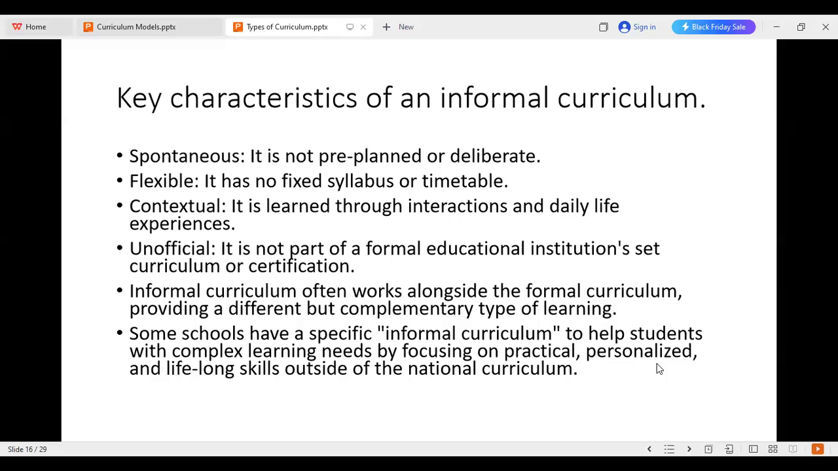They can decide their informal curriculum according to the culture, environment, facilities. There are a lot of factors that can decide the informal curriculum. Unofficial, I mentioned.